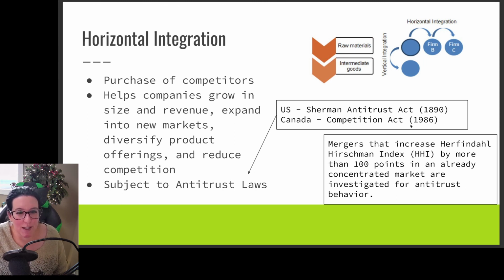Under both countries, we use what is called the Herfindahl-Hirschman Index to determine if there's too much concentration in the market. And so when we look at mergers like Rogers and Shaw, what they determine is if the two merge, does that mean that there is a lot less competition? And so there are benchmarks when it comes to the Herfindahl-Hirschman Index to flag what might be anti-competitive or antitrust behavior, where the government might want to say, nope, you're not allowed to have horizontal integration.